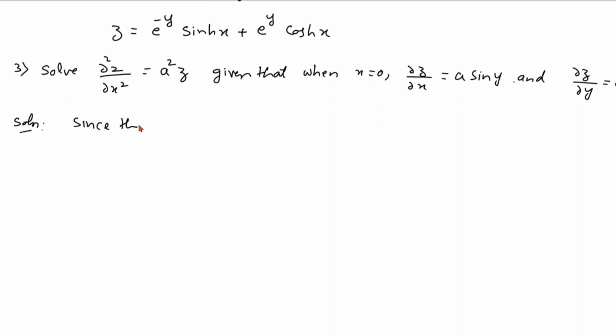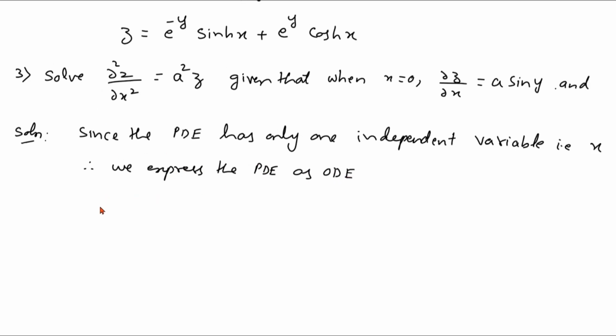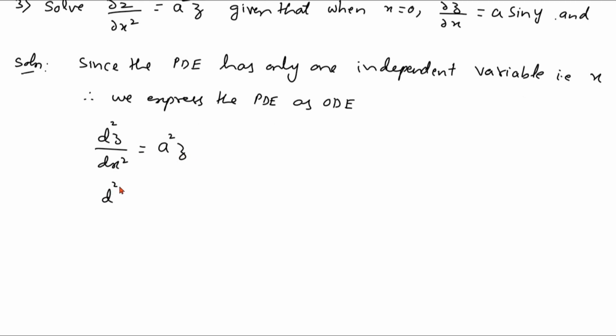Since the PDE has only one independent variable, that is x, we express the partial differential equation as an ordinary differential equation. Therefore, the differential equation becomes d²z/dx² = a²z. Bringing a²z to the left-hand side, it becomes d²z/dx² − a²z = 0. In operator form, (D² − a²)z = 0.